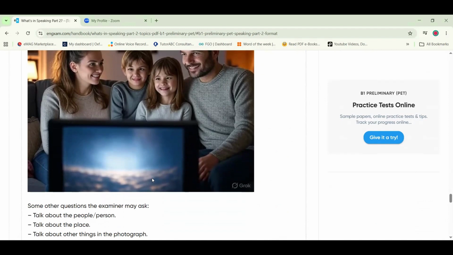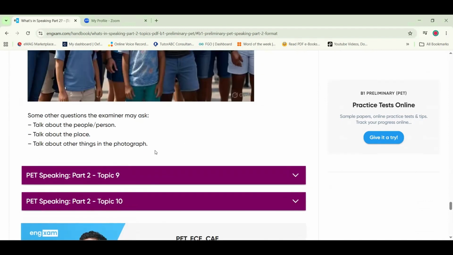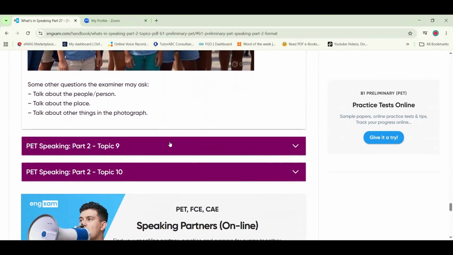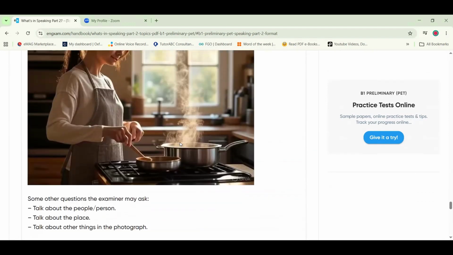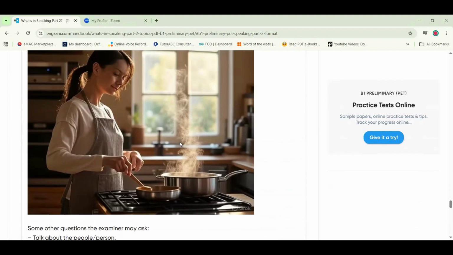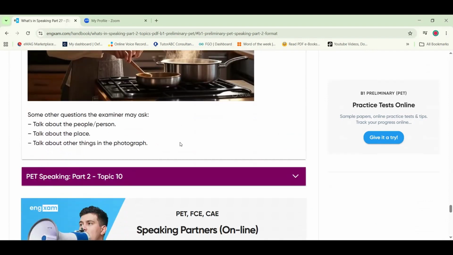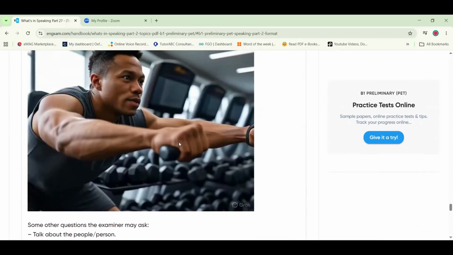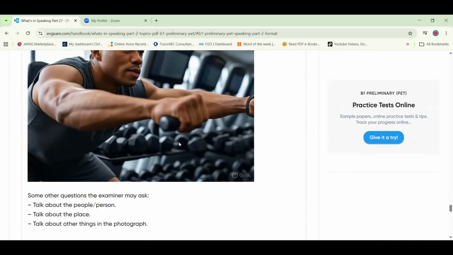Another topic shows tourists visiting a famous landmark. This is useful for practicing travel and holiday vocabulary. There is also a cooking topic. The example answer describes a person preparing food in the kitchen and explains the cooking activity. Finally, the website includes a gym topic. Students can talk about exercise, fitness, and healthy habits.